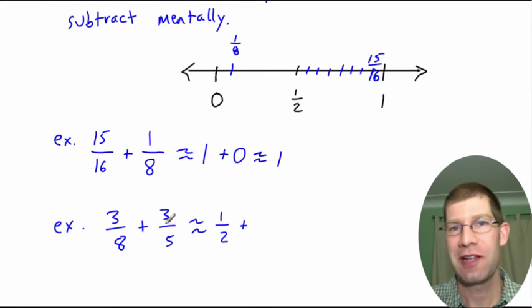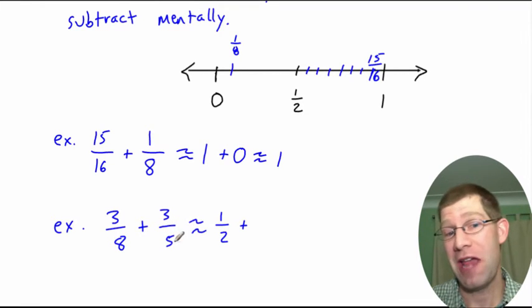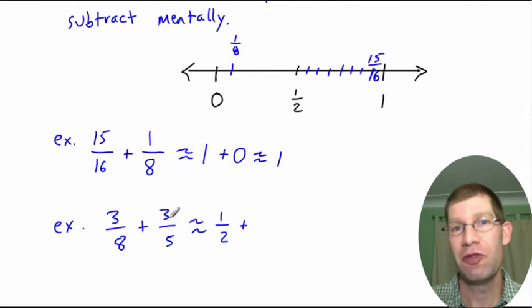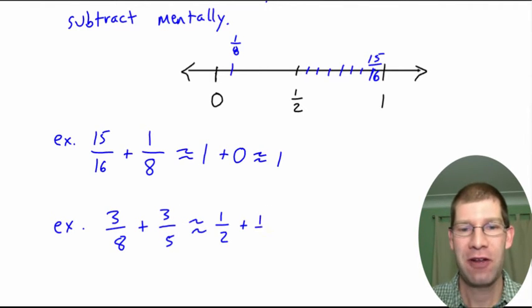3/5, same sort of thing, it's kind of there in the middle. Is it closest to 1/2? Well, half of 5 would be 2.5, so 3 is real close to 2.5/5. So I'd also say that one's going to be a 1/2. Now if we would combine those two together, we come up with an answer of 1 as well.